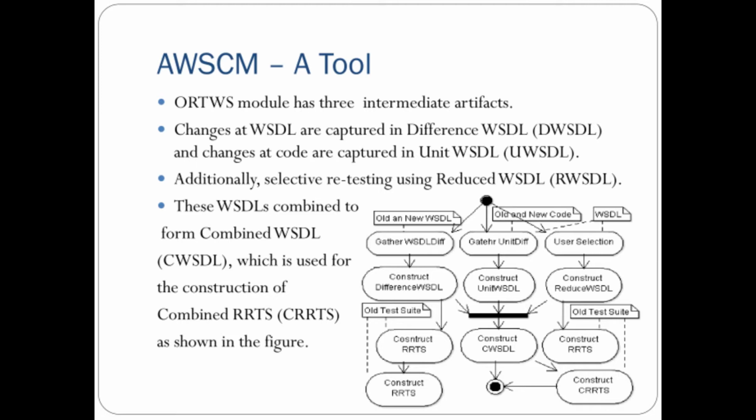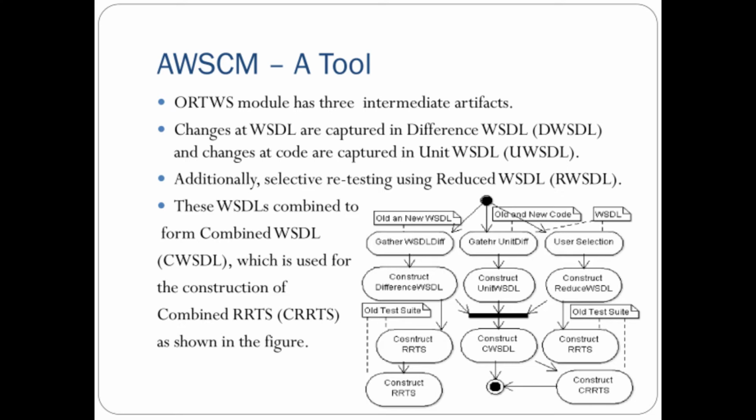So all these different WSDLs, the difference WSDL, unit WSDL, and reduced WSDL, are being used to construct the reduced regression test suite from the old test suite. Next, these three types of WSDL, the difference WSDL, unit WSDL, and reduced WSDL, are combined to construct the combined WSDL, CWSDL. And this CWSDL is further helpful for construction of a reduced regression test suite.